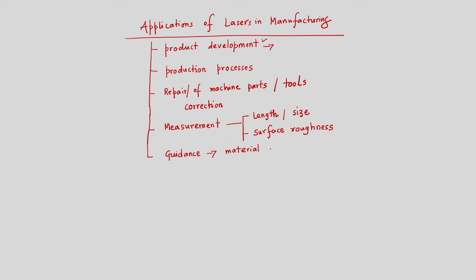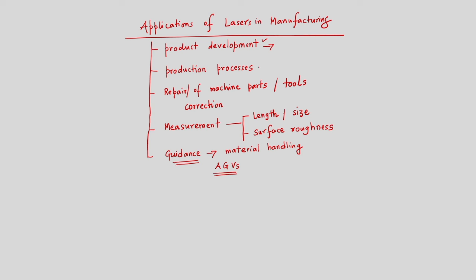The automated industries are equipped with lasers for the conveyance operation, such as the automated guided vehicles. So, these automated guided vehicles are equipped with laser based sensors which can guide them to maneuver or to convey the parts on the shop floor.